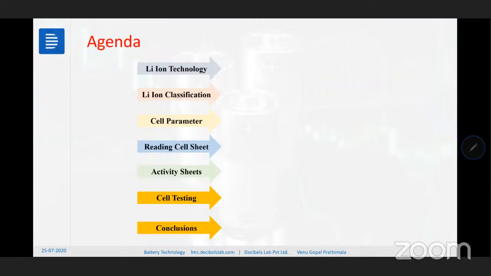And by the end of the session, we'll also look into cell testing. What are the different types of cell testing methodologies available? We'll discuss that. And I hope by the end of the session, you'll get a clear idea of the full battery technology, at least the basic concepts of batteries. Okay. So yeah, now I think it's good to start.